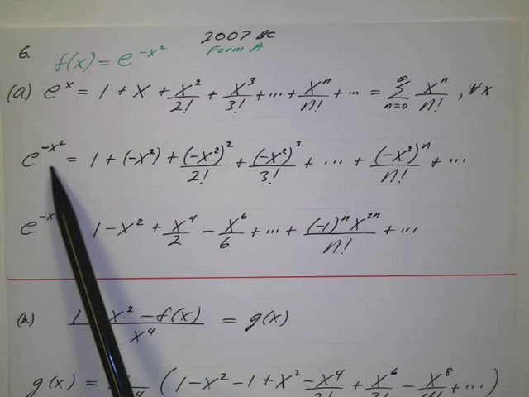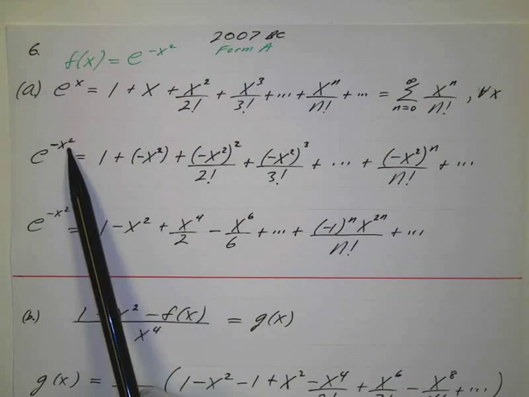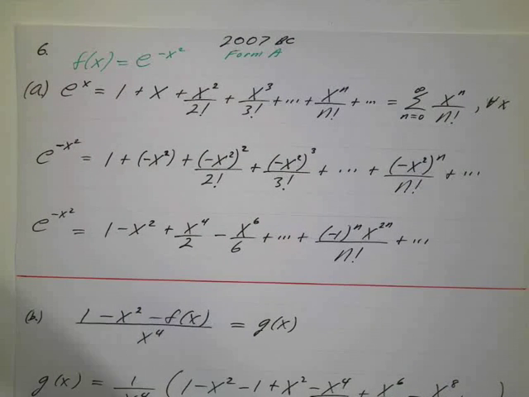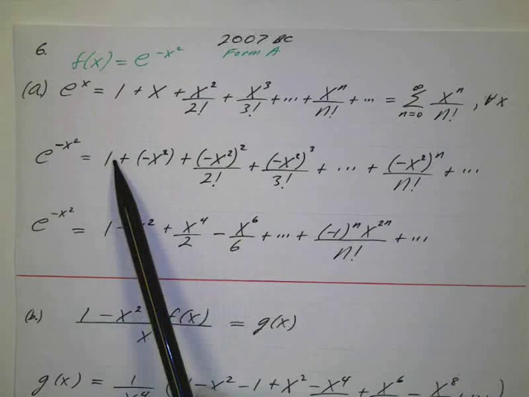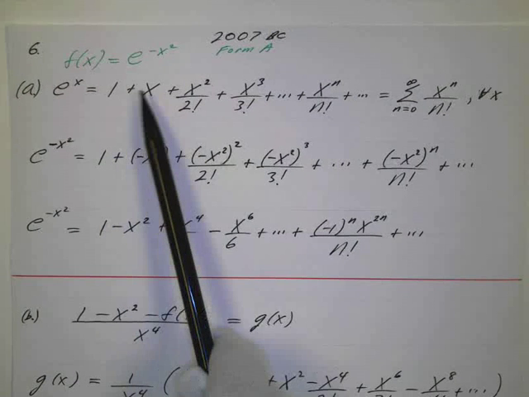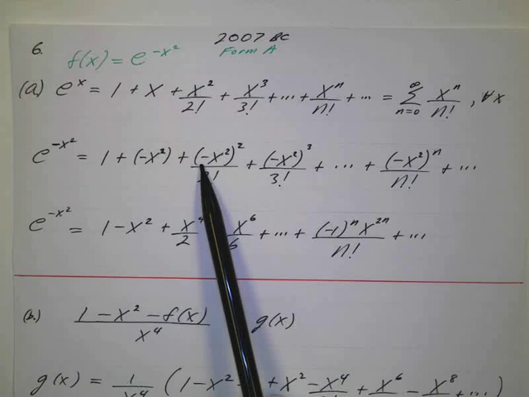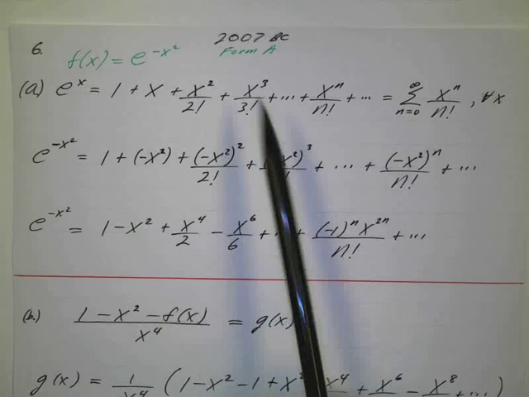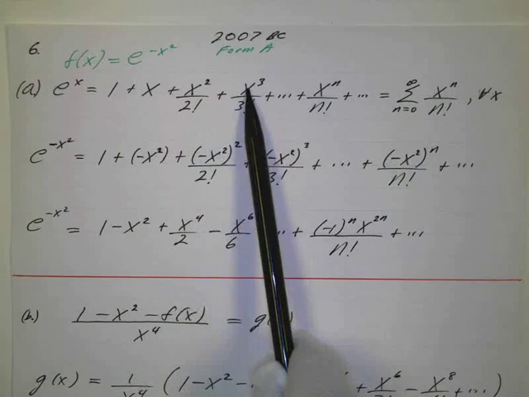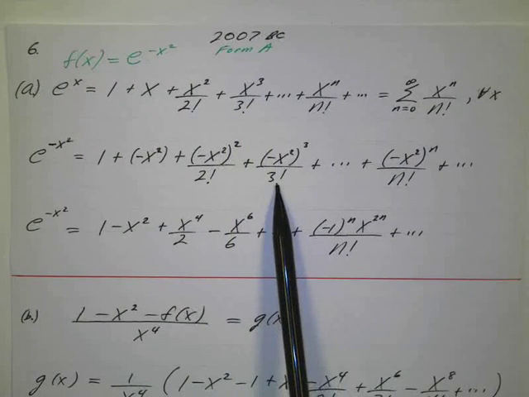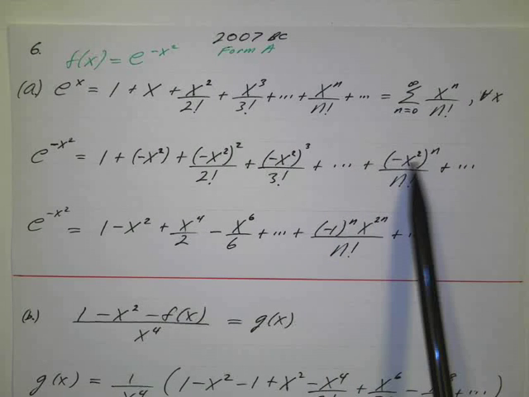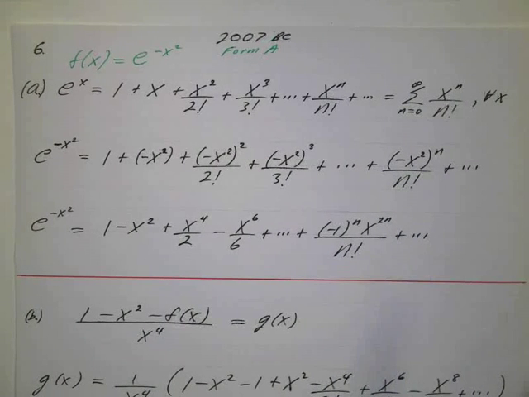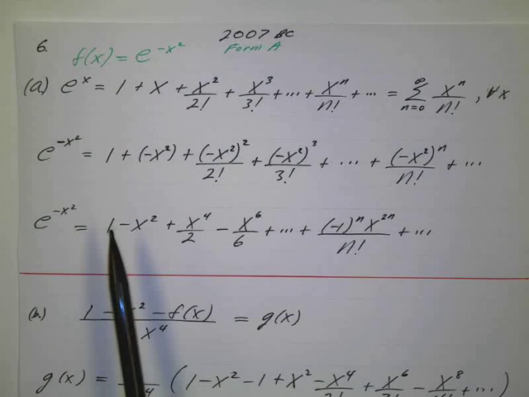So e to the negative x squared, that's what we want, that polynomial, we're just, every time we see an x, we put negative x squared. So 1, plus negative x squared, plus negative x squared squared over 2 factorial, plus negative x squared cubed over 3 factorial, and then negative x squared to the n over n factorial. And then we can simplify that a little bit.